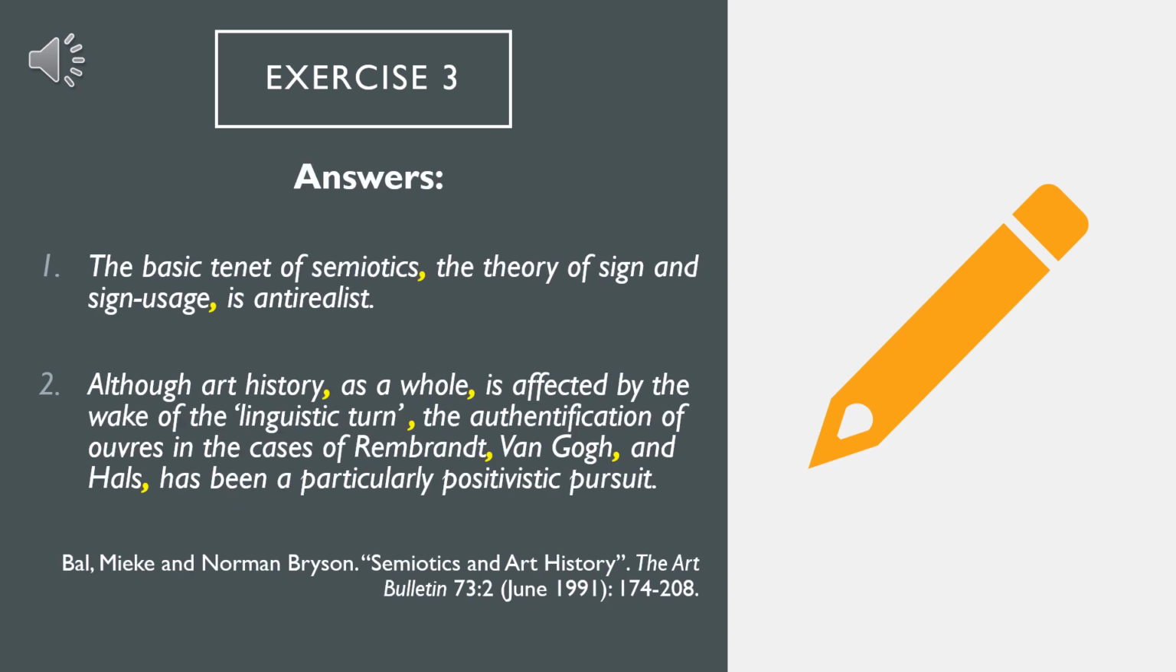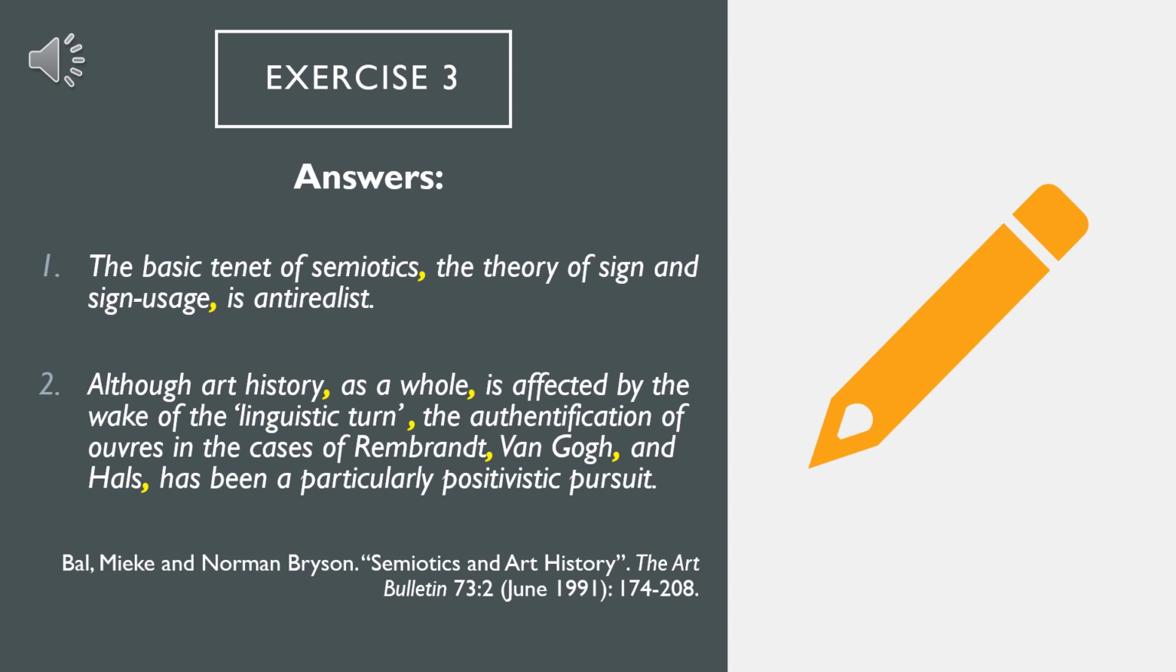The first sentence is fairly straightforward. The basic tenet of semiotics, the theory of sign and sign usage, is anti-realist. The subject of this sentence is the tenet of semiotics. Here, the second clause of the sentence is the adjective clause. Remember, this is the clause that gives further details or qualification about the subject of the sentence, and it is always bookended by a comma on either side.